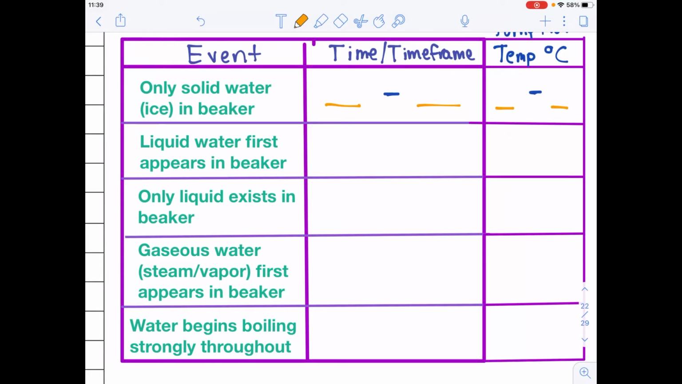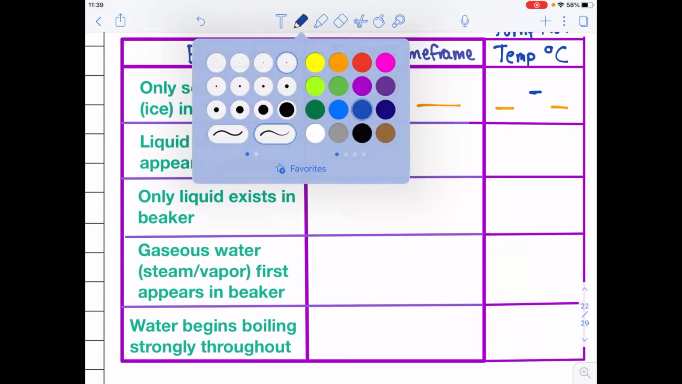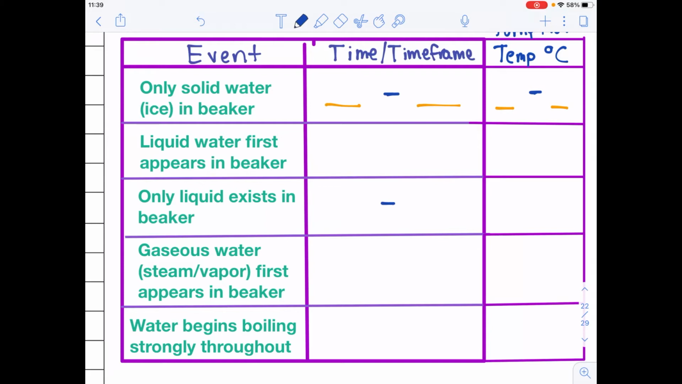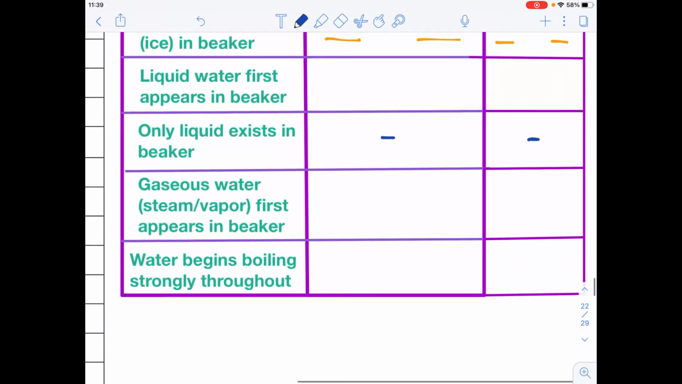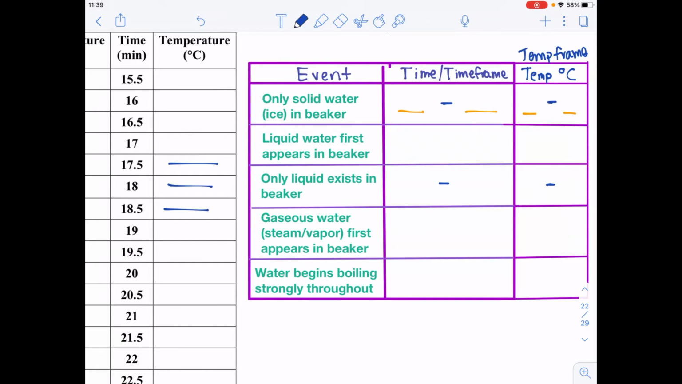Only liquid exists in the beaker. Again, this is going to be a time frame, so a temp frame. Gaseous water first appears. Again, that will be the same, just a single temperature. And water begins boiling throughout will also just be a single temp and time.